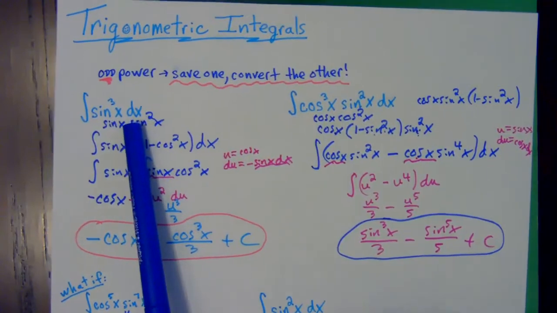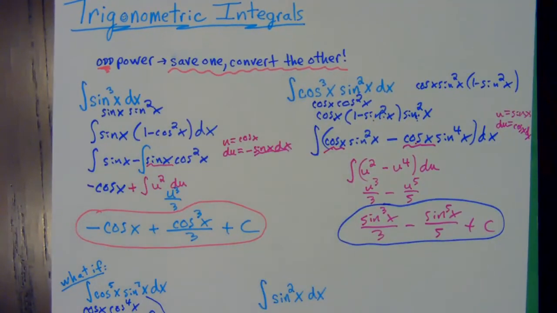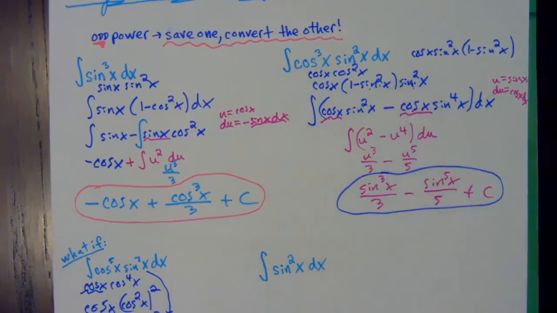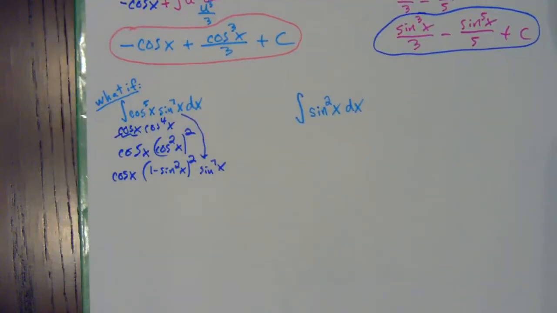Now you might be wondering, we said if you see an odd power, choose that, save one, convert the other. If you have a choice between odd and even, choose that odd power, save one, convert the other. If you have two odd powers, we said you choose the smaller one. I guess if they're both threes or both fives, it depends on the trig functions that are in there. You just want to choose one and go with it. I can't guarantee that that's going to work.